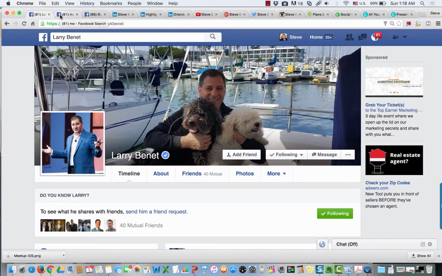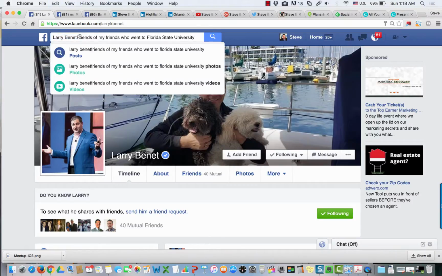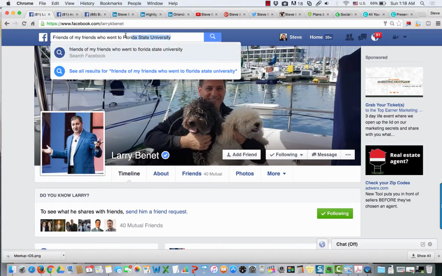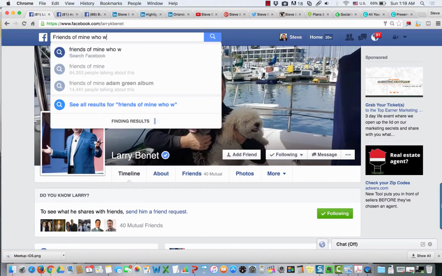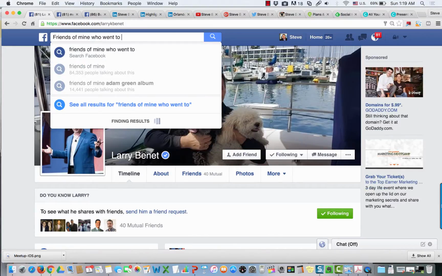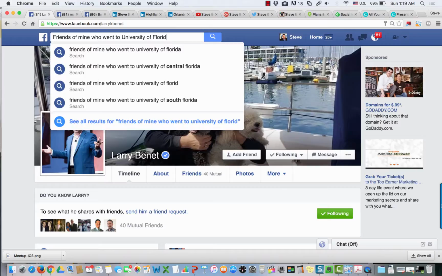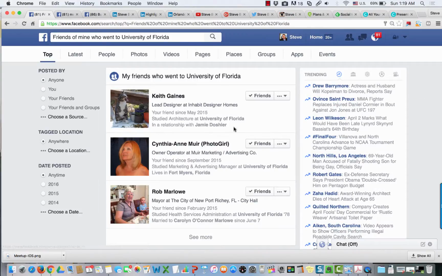If you didn't catch the graph search, let me do that again for you. Friends of my friends who, let's just go friends of mine who went to the University of Florida this time, okay? And it'll kick out the people that went to the University of Florida.